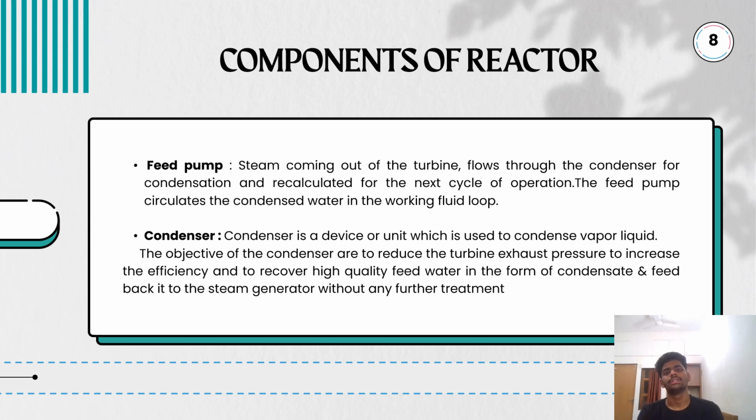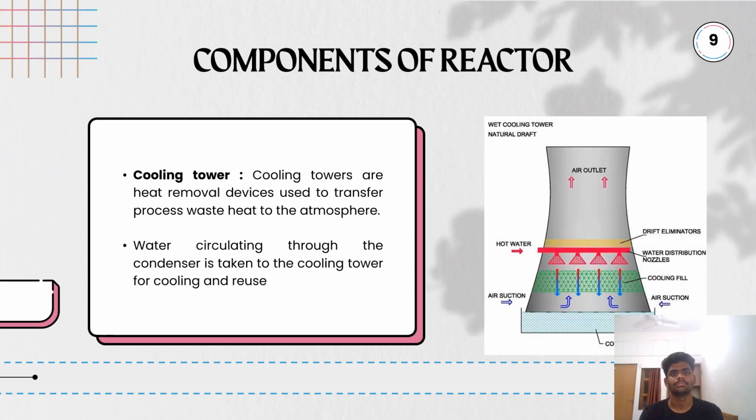Now, feed pump. Steam coming out of the turbine flows through the condenser for condensation and is recirculated for the next cycle of operation. The feed pump circulates the condensed water in the working fluid loop. Condenser. Condenser is a device or unit which is used to condense vapor into liquid. The objectives of the condenser are to reduce turbine exhaust pressure, to increase the efficiency, and to recover high quality feed water in the form of condensate and feed it back into the steam generator without any further treatment.